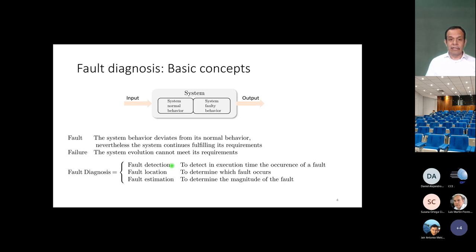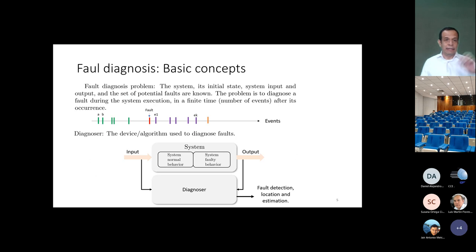In the case of fault detection, this stage is focused on detecting a fault, meaning when the system deviates from its normal behavior. Then fault location is focused on determining which faults occur in the system. And finally, fault estimation determines the magnitude of the fault. In this talk, I will address these two problems: the fault diagnosis problem and how to design a diagnoser.